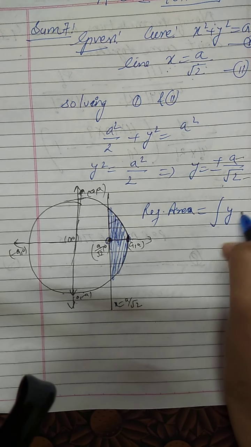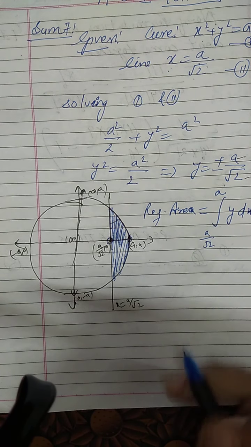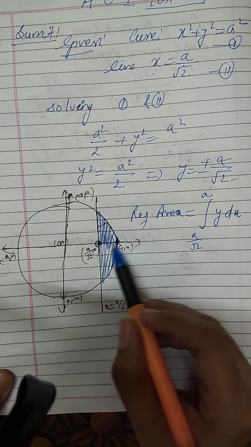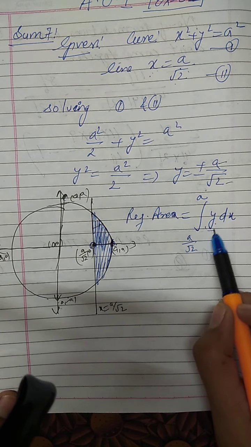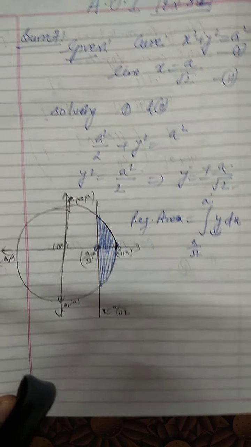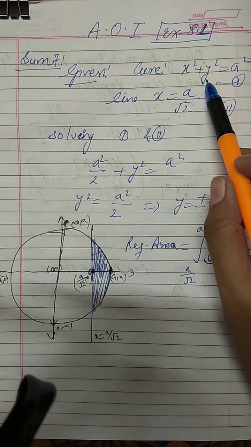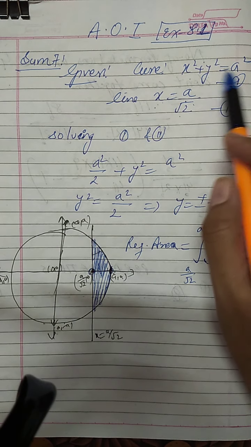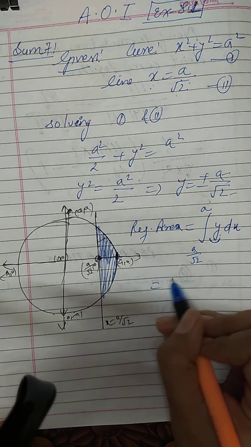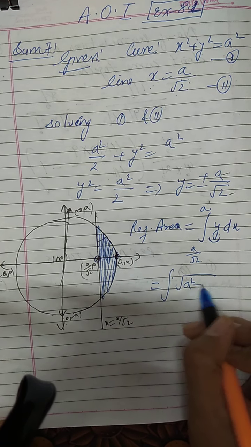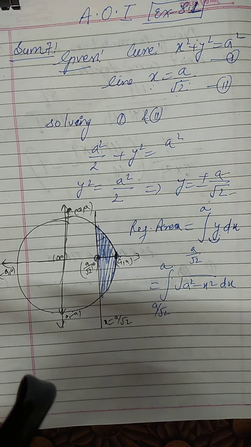Required area will be y dx, and the limits will be a by root 2 to a, for the smaller region. From this point to this point, these are the ordinates I have. So a by root 2 to a will be the limits, and this y I can calculate from the given curve. The curve is x square plus y square equals a square. So the value of y in the first quadrant will be root of a square minus x square. So the required area will be the integral of root of a square minus x square dx, from a by root 2 to a.